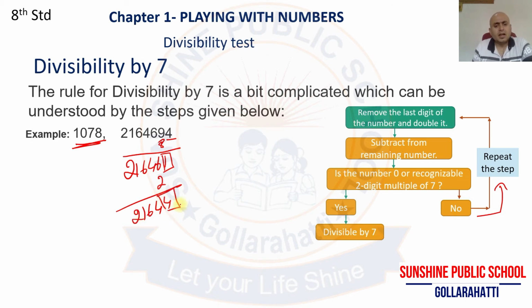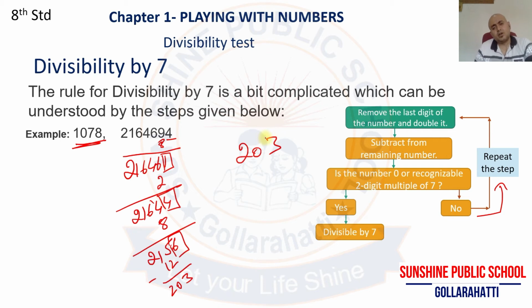Take out the last number, double it, that is 8, and subtract: 14 minus 8 is 6, so we get 2, 1, 5, 6. Still I can't tell, so again remove the last number, double it, that is 6 and 6 is 12, and subtract. So 5 minus 2 is 3, 1 minus 1 is 0, 2, and we get 203. I still don't know whether this number is divisible by 7 or not.